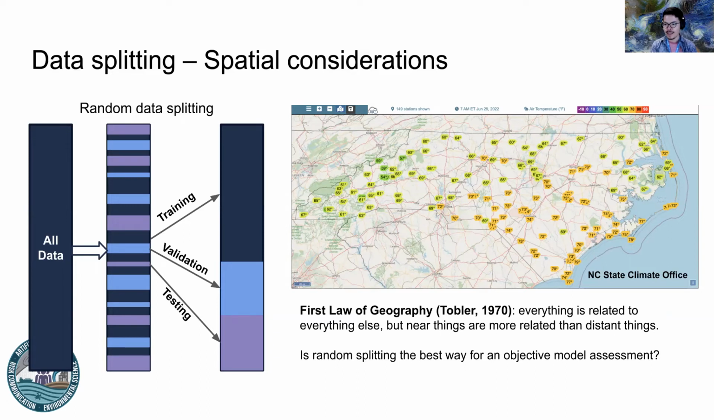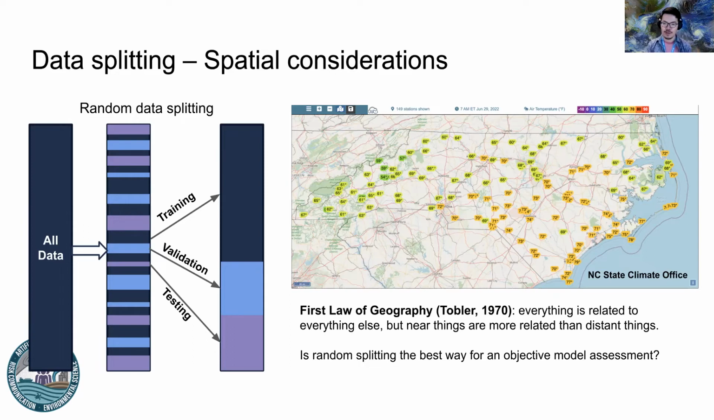As you can see, when those stations are close to each other, they are much more likely to have similar temperature values. So in this case, when we're using those stations to train our model and evaluate our model, is random splitting the best way for an objective model assessment? For example, if two stations are really close to each other, and you select one into the training and the other into the testing, there's a really strong correlation between those two. It's hard to claim that the evaluation will be independent.